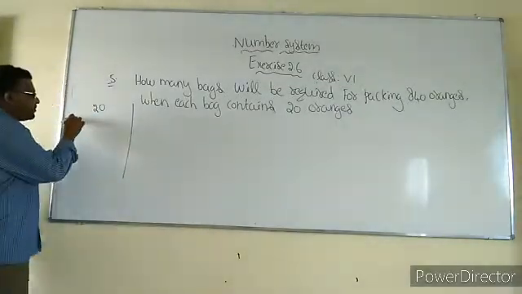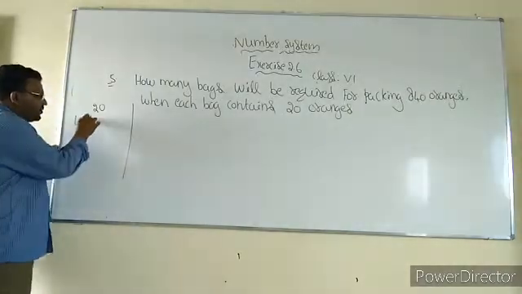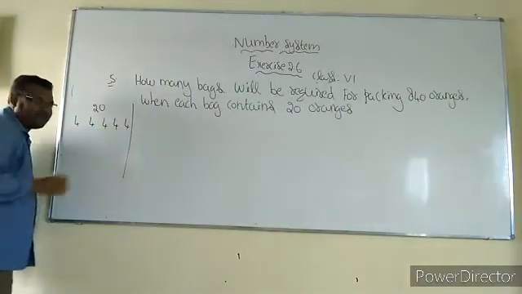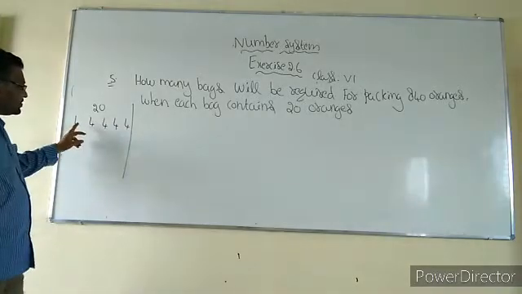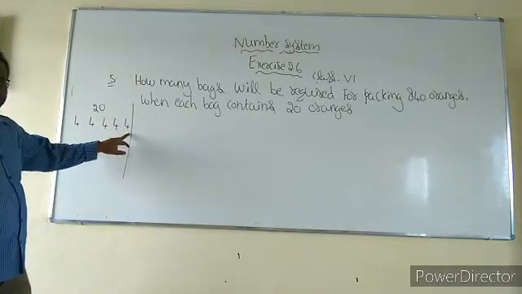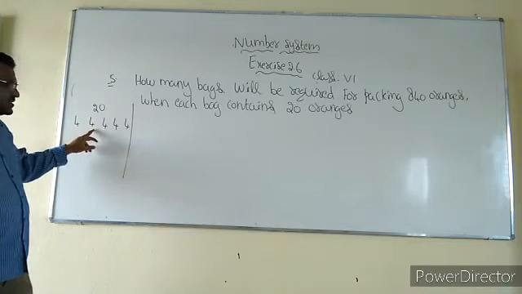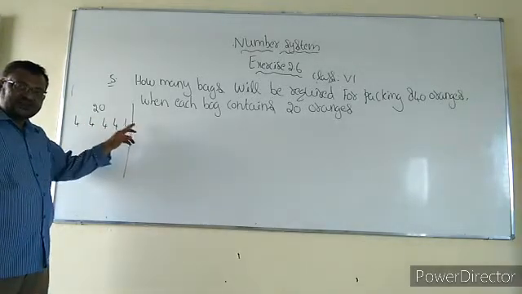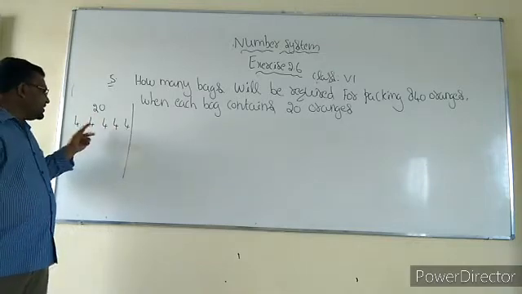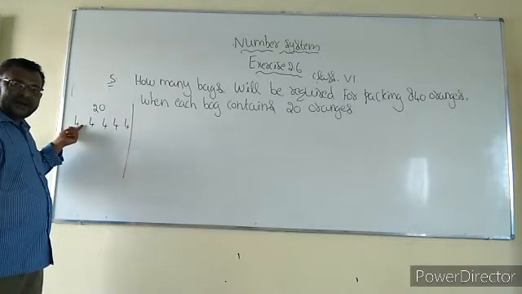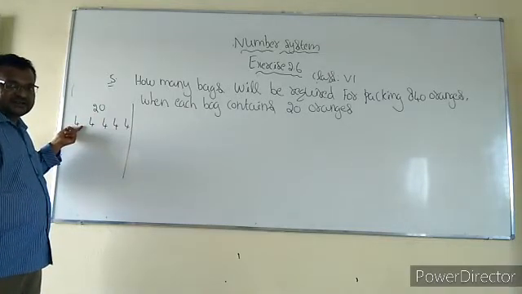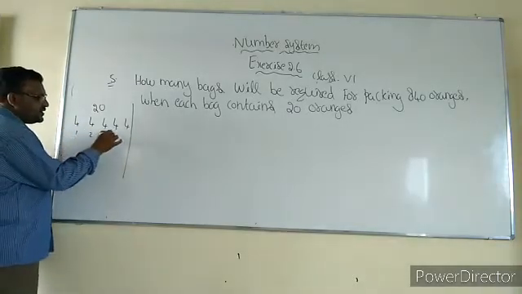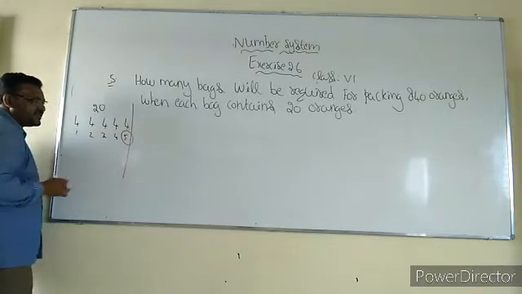So 4 chocolates in one bag, 4 more in one bag, 4 more in one bag, 4 more in one bag, 4 more in one bag. So 4 plus 4 is 8, 8 plus 4 is 12, 12 plus 4 is 16, 16 plus 4 is 20. So total 20 chocolates. In each bag you have to pack 4 chocolates. Then how many bags are required? 1, 2, 3, 4, 5. So 5 bags are required.